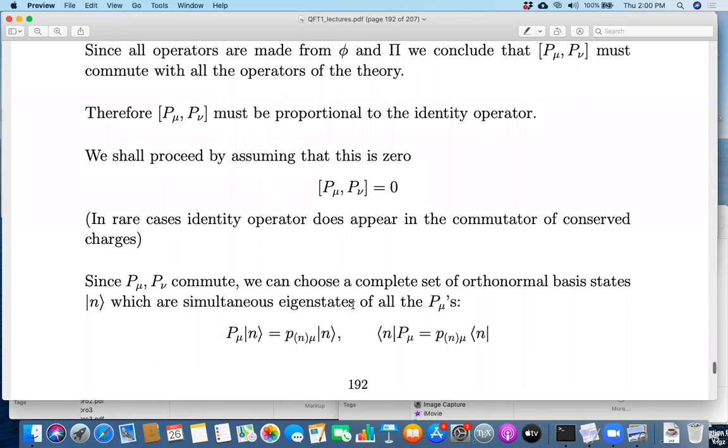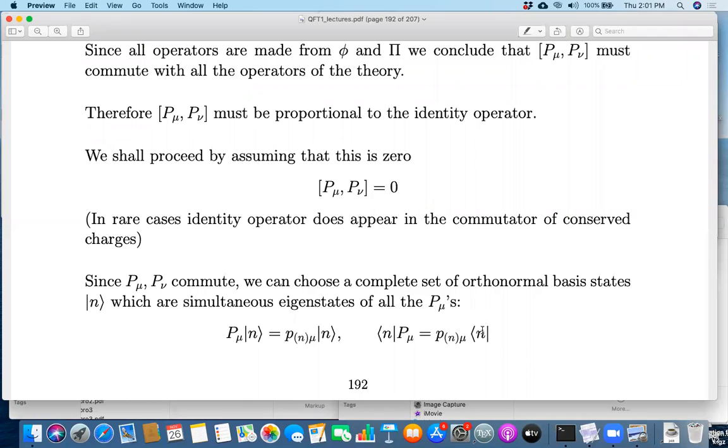Okay. So now the point is that because we have seen that these commute, all the P's commute with each other, we can choose a complete set of orthonormal basis states, which I'll denote by n, which are simultaneous eigenstates of all the P mu's. So we'll write P mu on n as some p_n mu on n. These are just numbers, and its conjugate relation is n P mu, because P mu's are Hermitian operators. n P mu is p_n mu n.